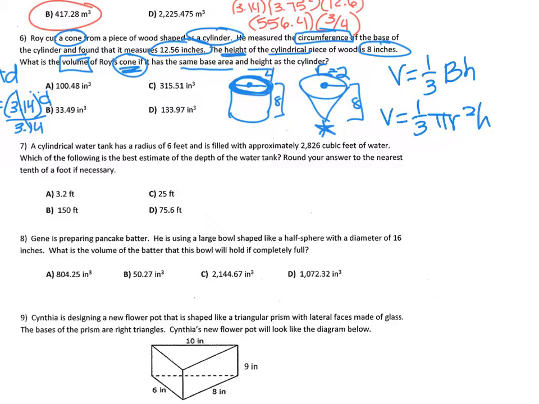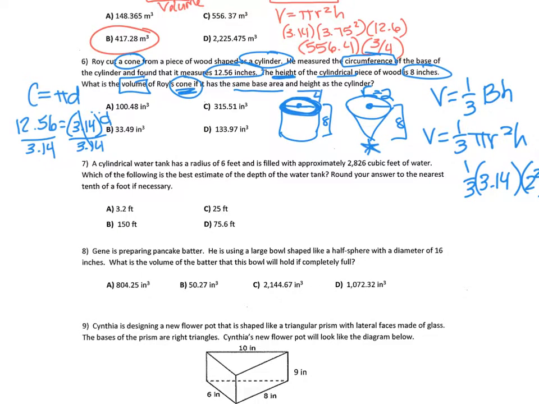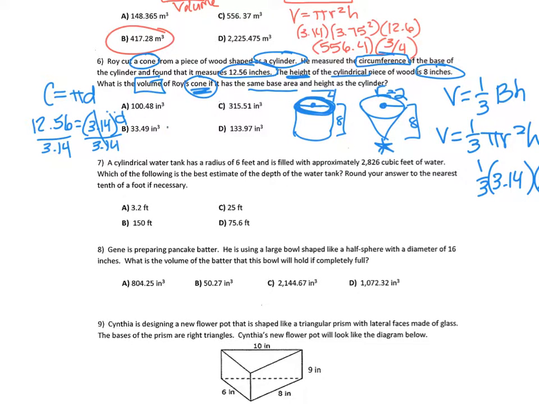So plug in what you just found. You worked super hard to find that information. Plug it in. So you should have gotten B, 33.49.